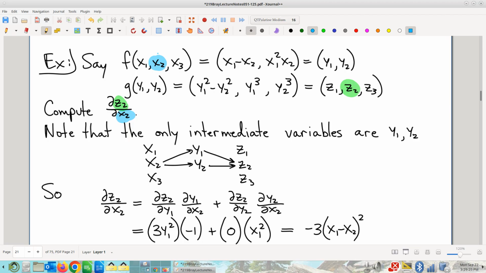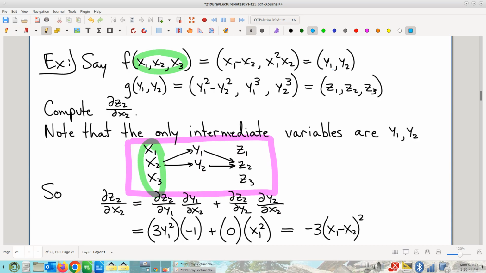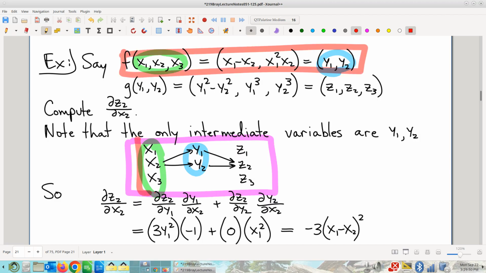Okay, so how to do this? I am a big believer in the idea of always having a good diagram. I cannot emphasize this enough. I think it's indispensable. This first function, the x's are the inputs, the y's are the outputs, right? So this first function right here, draw that first.